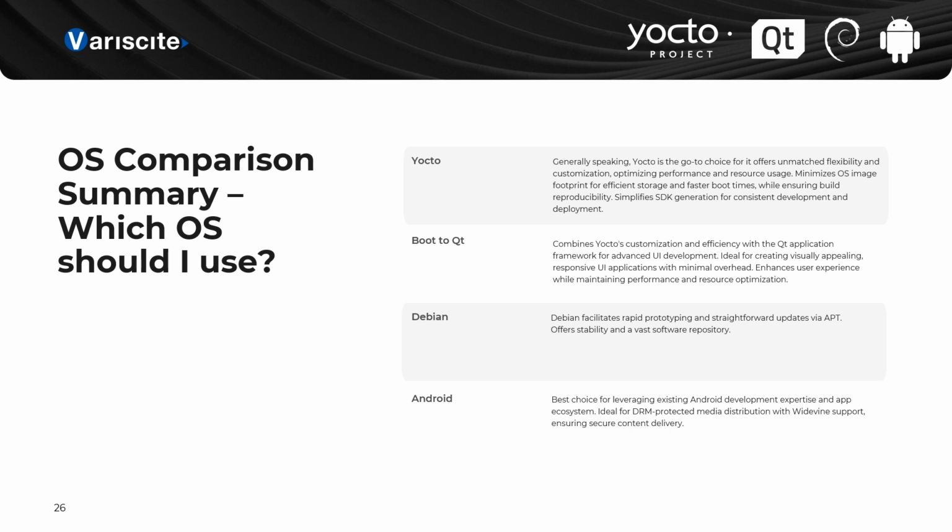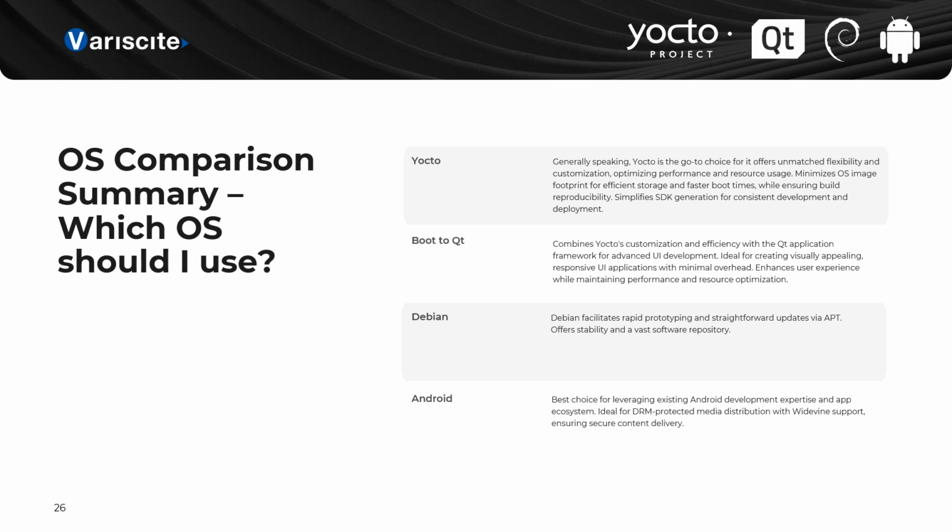Yocto is generally the go-to choice for embedded operating systems development due to its unmatched flexibility and customization. It optimizes performance and resource usage, minimizes the system image footprint for efficient storage and faster boot times. Yocto also ensures build reproducibility, which is vital for maintaining consistency across different development and deployment environments. Additionally, it simplifies SDK creation, making it easier to develop and deploy applications consistently.